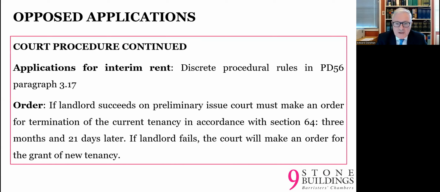Order: if the landlord succeeds on the preliminary issue, the court must make an order for the termination of the current tenancy in accordance with section 64. As I've said, that's 3 months and 21 days after. If the landlord fails, the court must make an order for the grant of a new tenancy. But again, as I've touched upon, at the hearing of the preliminary issue, the parties won't be armed to fight over the terms of the new tenancy, and therefore more directions will be given for the determination of that, to be hived off to a later day. All that is certain is that the tenant will get a new tenancy of some kind.